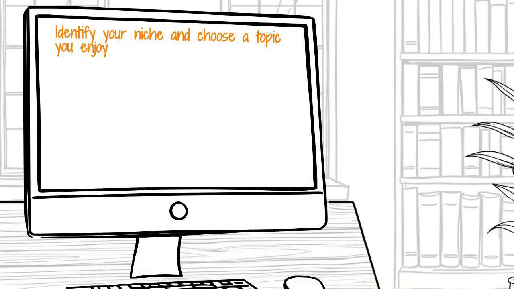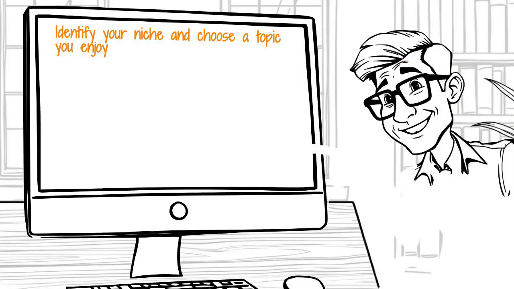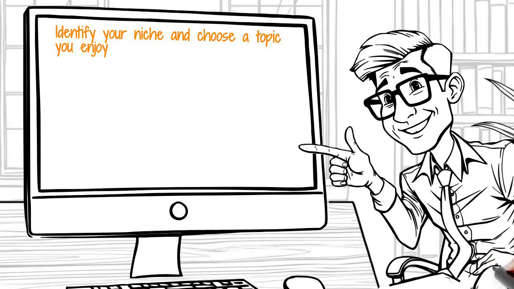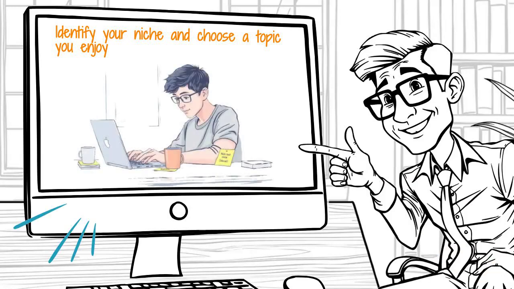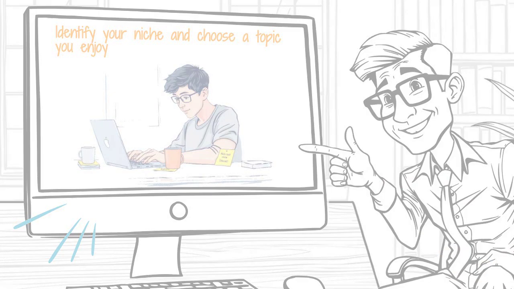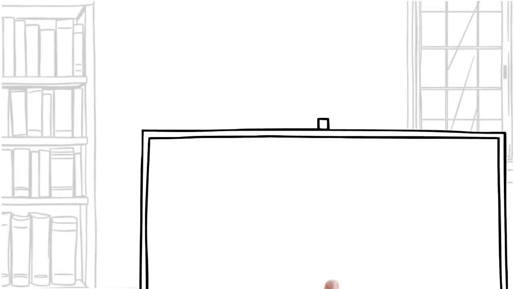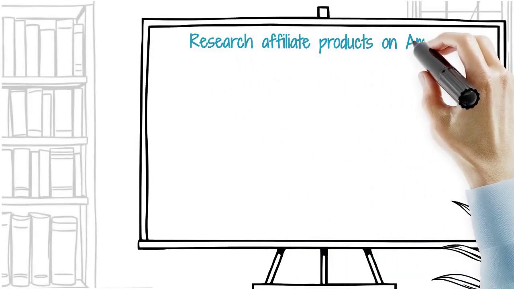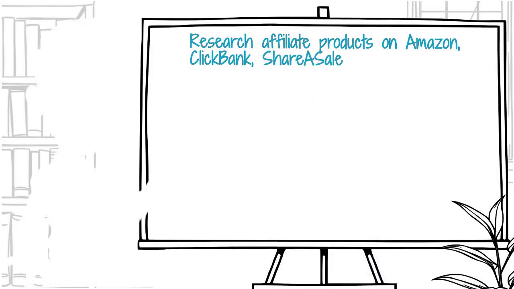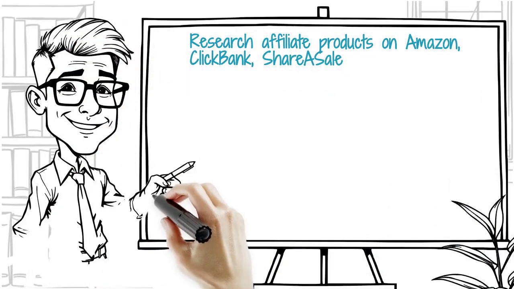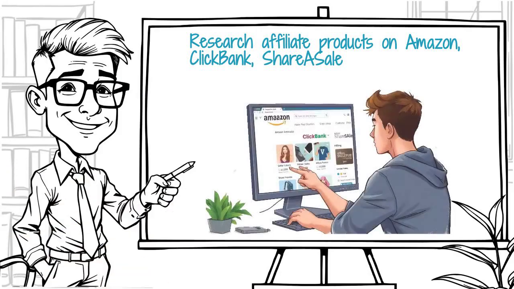First, identify your niche. Choose a topic you're passionate about or have expertise in. This will make content creation easier and more enjoyable. Research popular products within that niche that offer affiliate programs. Use platforms like Amazon Associates, ClickBank, or ShareASale to find products that resonate with your audience.